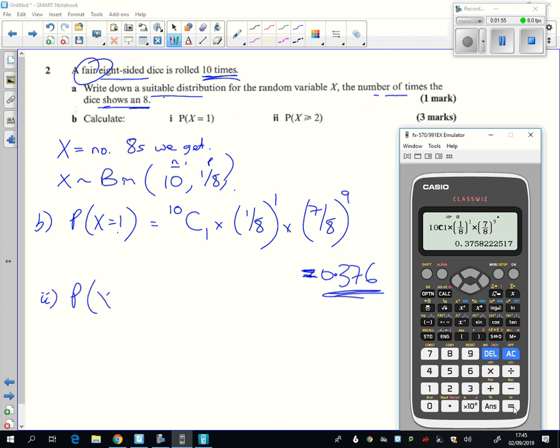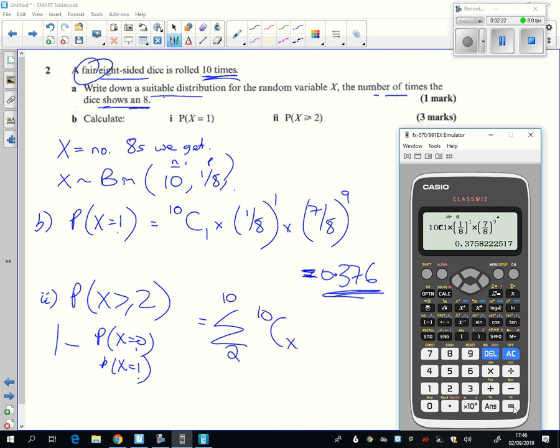Well, the probability that x is greater than or equal to 2. There's a couple of ways of doing this. You could just do 1 take away the probability x is 0 and x is 1. That's probably what they expected you to do, because basically we want everything except for a 0 and a 1. But what we've actually been doing is using the summation button. And we've been saying, I want to add up everything from 2 all the way up to 10.